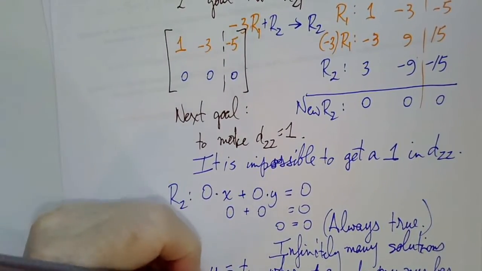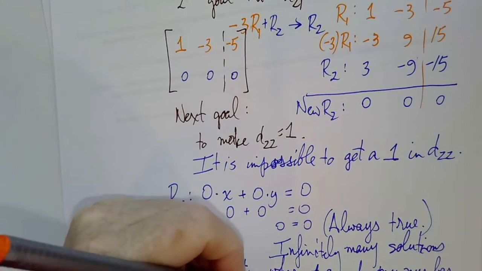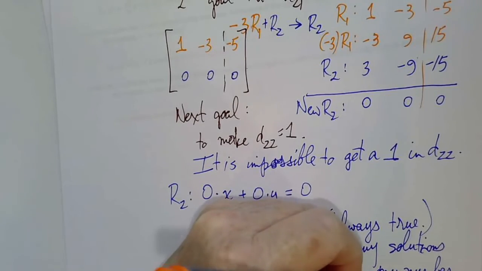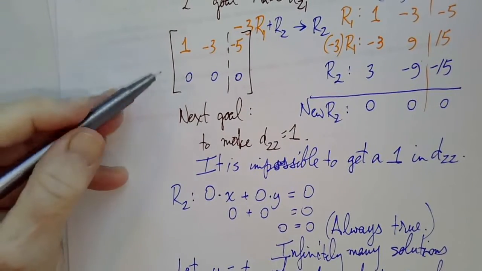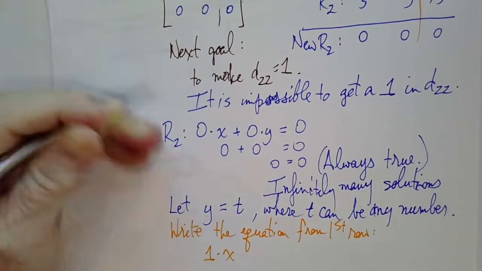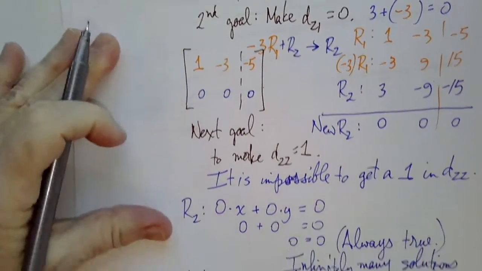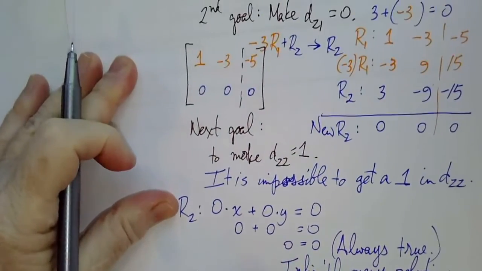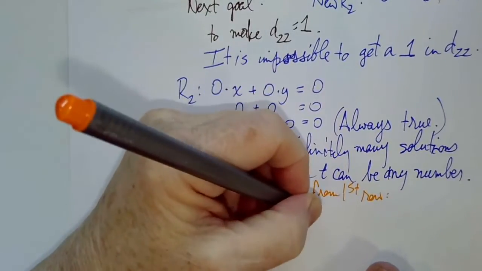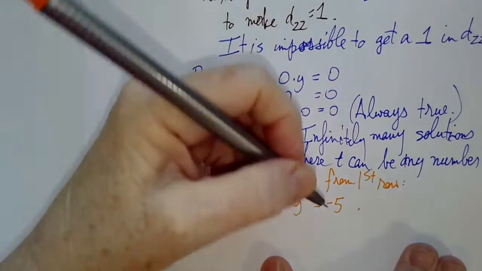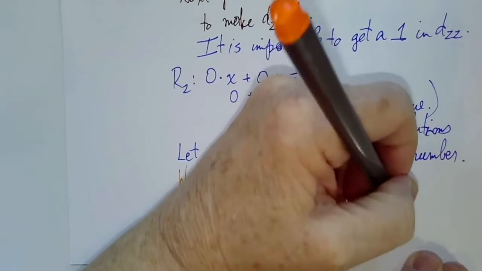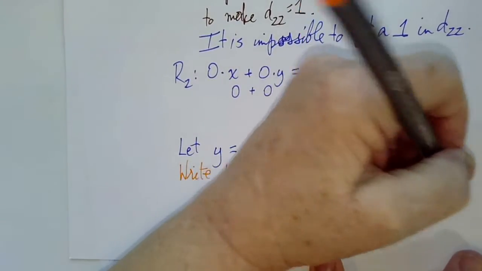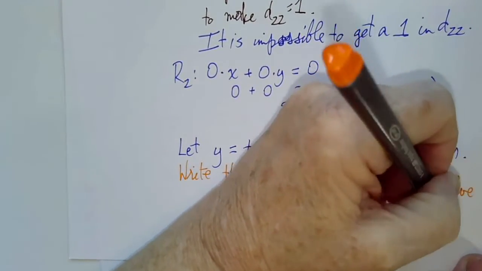So we've got 1 times x minus 3 times y equals negative 5. We want to let y equal t, like we decided just a moment ago, and solve for x.